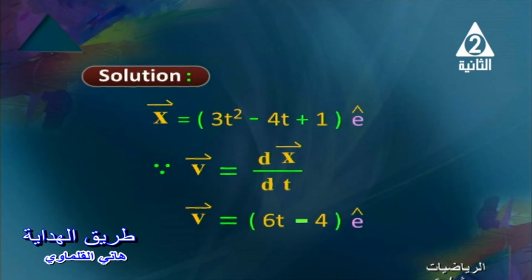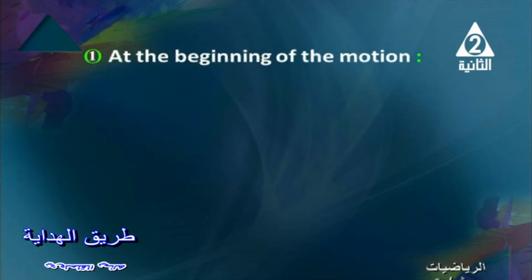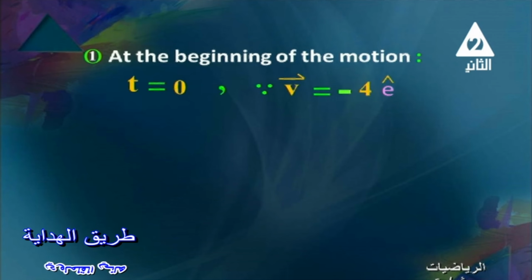Vector v equals the derivative of 3t power 2, which is 6t, minus the derivative of 4t, which equals 4, and 1 is a constant. The derivative of the constant equals 0. So vector v equals 6t minus 4 in the direction of unit vector e. The first required is at the beginning of the motion. At the beginning of the motion means the time equals what? Equals 0. So the velocity equals 6 times 0 minus 4 in the direction of E. Then vector v equals negative 4 in the direction of vector E.